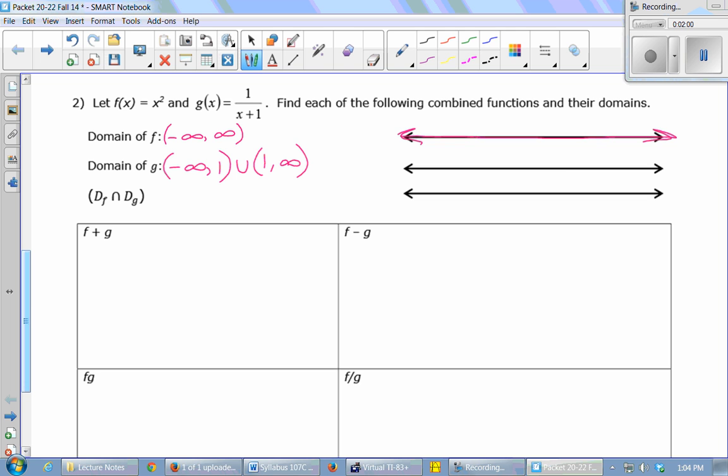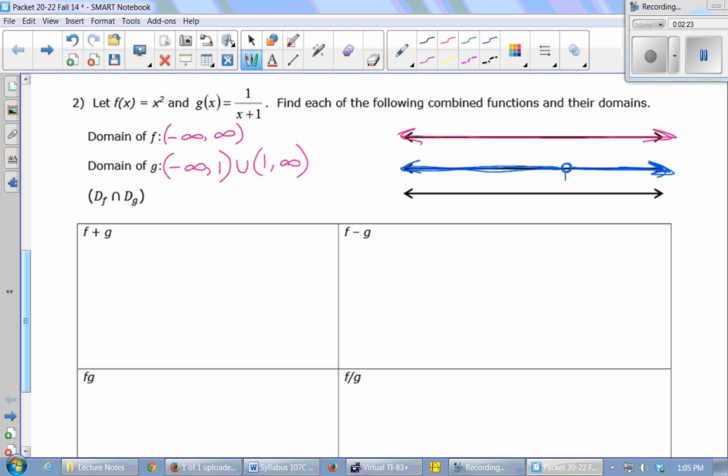So if I was going to graph that one, do it in a different color. Here's negative 1. I'm going to put a hole there because I can't put that in, and highlight everything else. So that's how I would draw a picture of all real numbers except for negative 1, the domain of g.